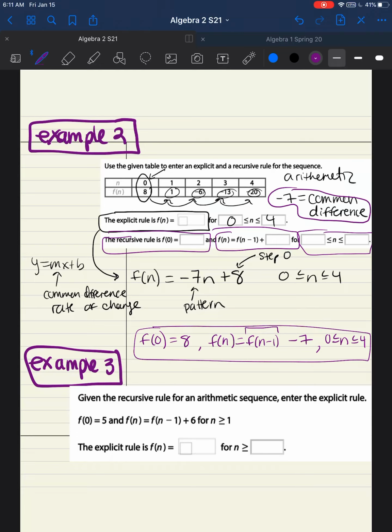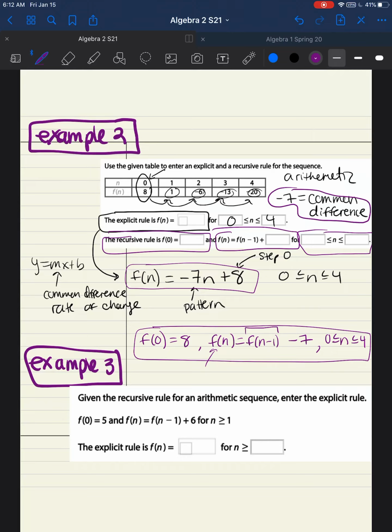I can't solve recursive notation unless I know the previous term, so do know that. So when you're trying to find a really high value term, like 29 or something, you're going to want to use the explicit.